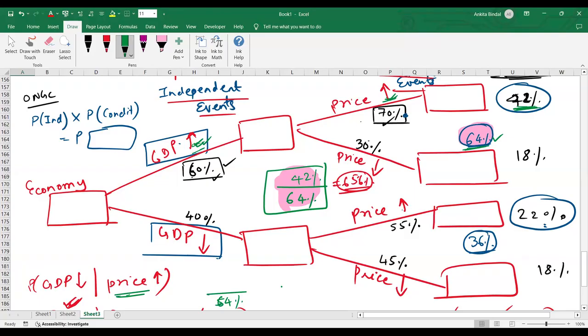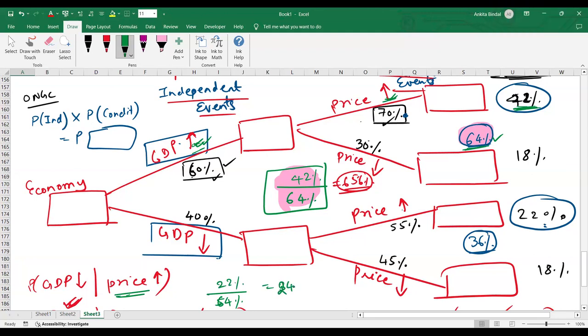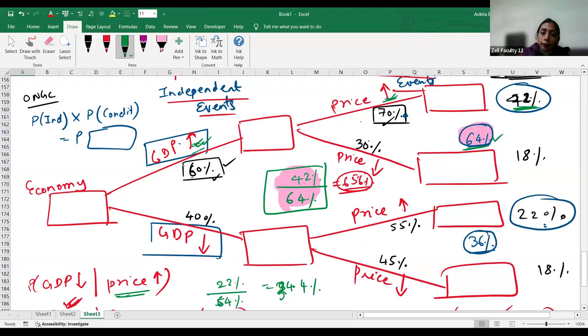22% divided by 64%. So 22 divided by 64 is 34. Sorry, 24.4% shall be the probability, because this 22% joint probability is happening due to GDP decrease. So therefore it would be 22 divided by 64. Now do you get it?